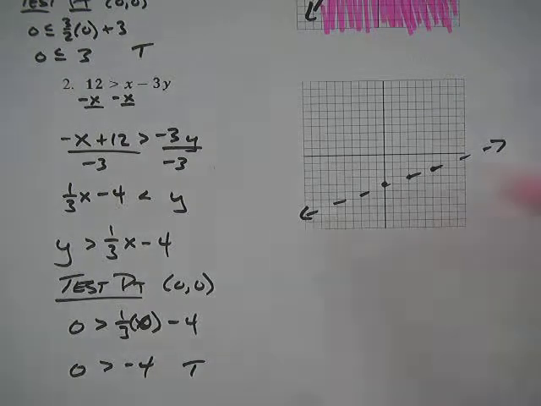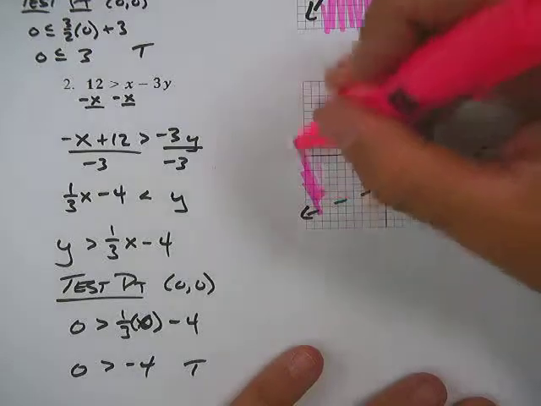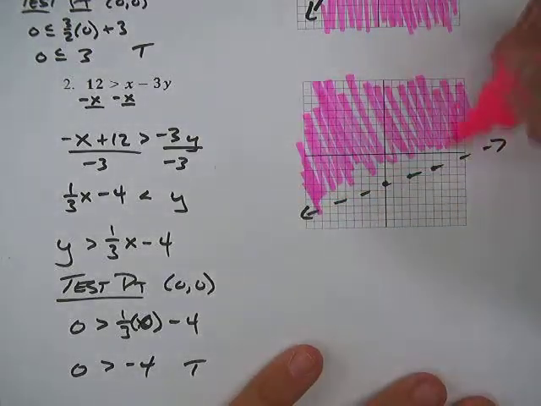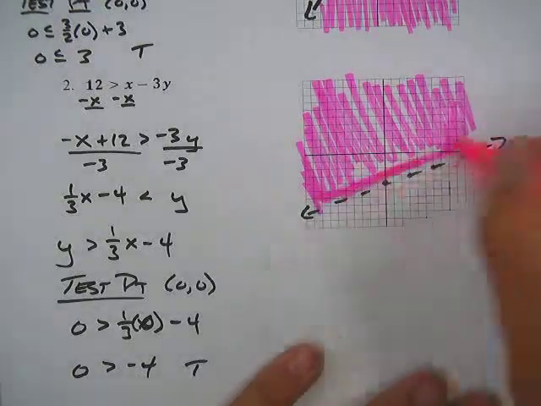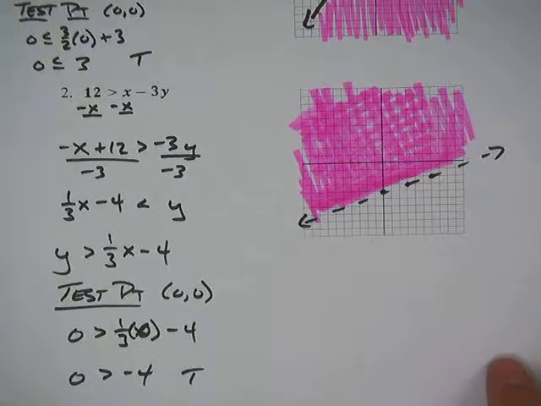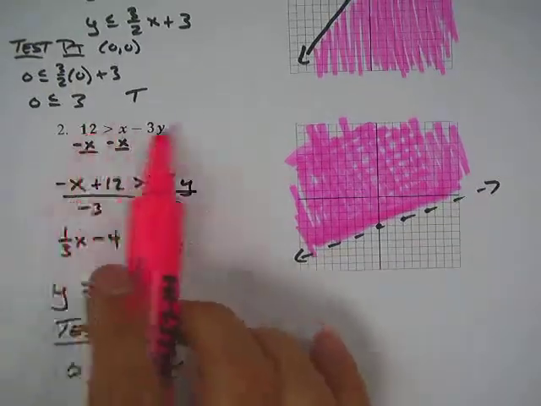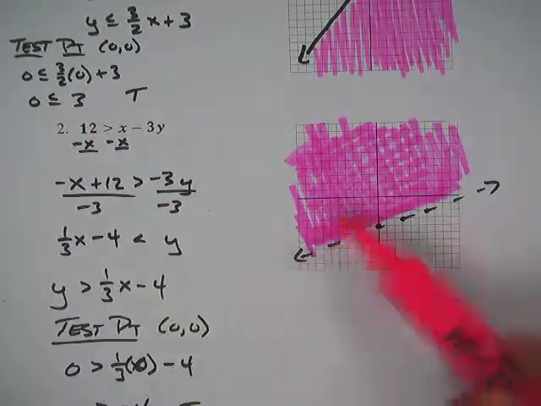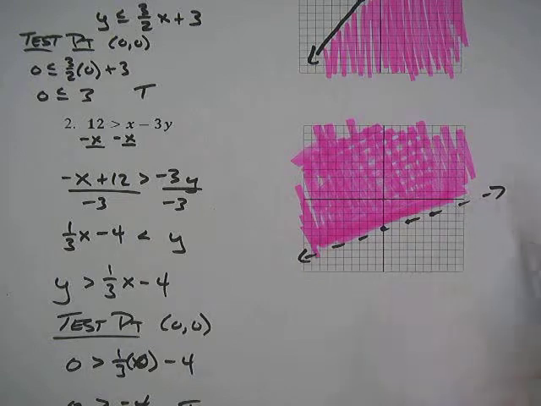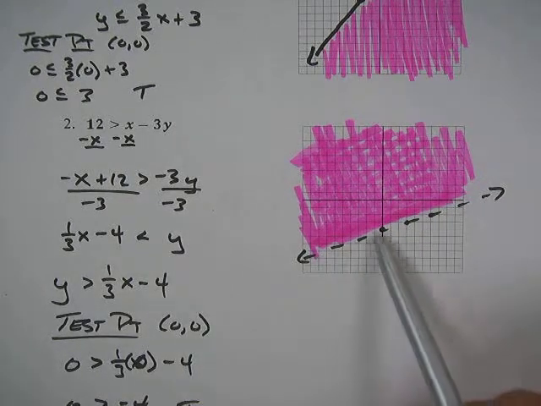Now, if this came out to be false, if this test point proved to be a false statement, then that means you would shade on the other side of the line. So it ended up being true, so I'm going to shade where (0, 0) is, and it's on this side. So where are all the points that will make this inequality a true statement? Well, they're all in this shaded region.